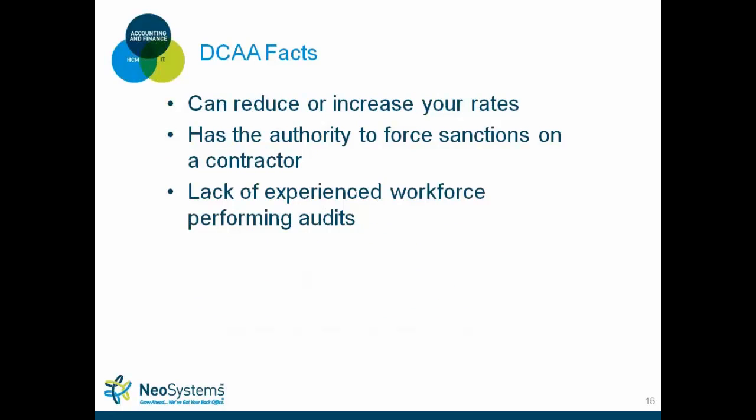So we'll get into DCAA facts now. DCAA can recommend or even implement a reduction or increase of your rates. Okay, so again, we'll just go back to the fringe scenario. If you propose 30% fringe and you end the year at 20% fringe, well, DCAA can reduce or increase your rate depending on which way that goes. They have the authority to force sanctions on you as a contractor. I'm not going to go into what type of sanctions, but they are out there.